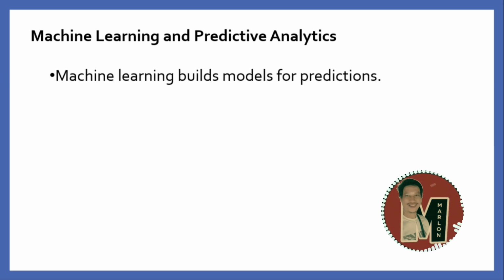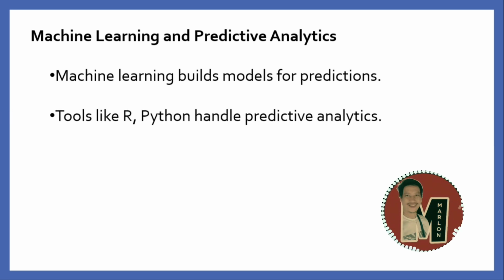Machine learning builds models for predictions. It explains that machine learning, a subset of artificial intelligence, builds predictive models based on data patterns, allowing for future predictions. Tools like R and Python handle predictive analytics. It highlights that both R and Python are commonly used tools for implementing predictive analytics techniques and machine learning models.